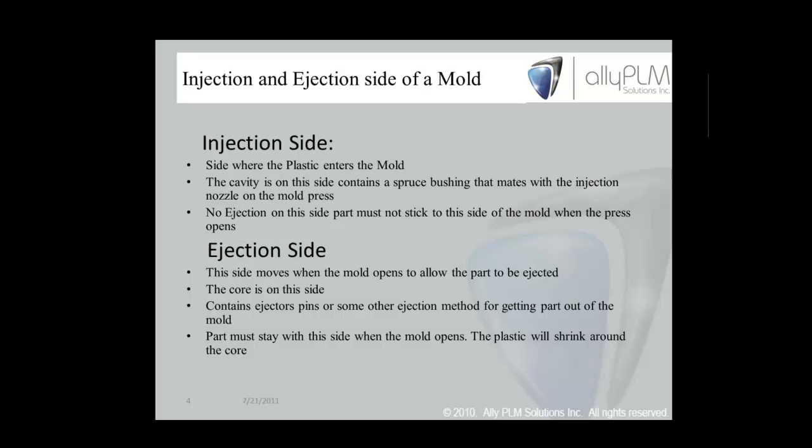We take care of that with the help of either temperature control, or we can put draft on the part. The second section is the ejection side. This is the side which moves when the mold opens. It allows the part to be ejected. The core is on this side, and it contains ejector pins. So what happens is the plastic shrinks around the core, and with the help of the ejector pins, it's ejected out.